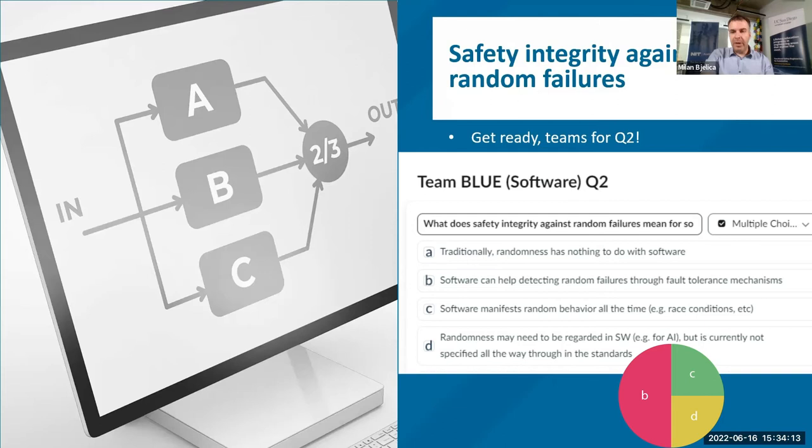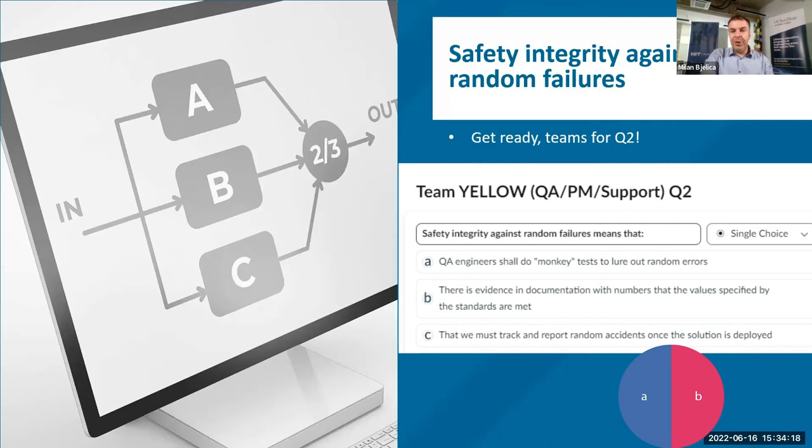Okay, and let's see the third. For the QA team, of course, and for the safety managers, there must be quantifiable evidence in documentation with numbers that the values specified by the standards, meaning failure rates, safe failure fraction, diagnostic coverage, and everything else that deals with this kind of randomness and these reliability properties, are documented. These numbers need to stem from either data sheets, documentation, or tests, and it shall be presentable in the safety case. So this is the true answer.